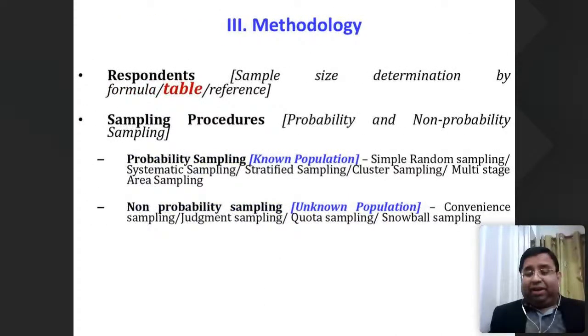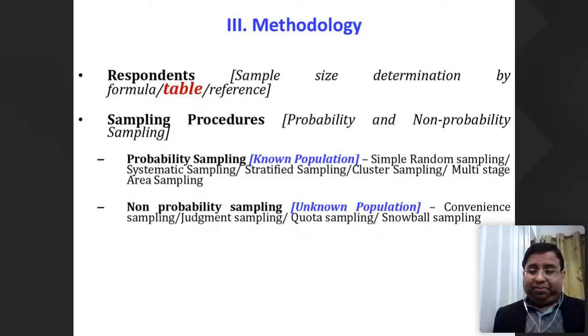And then comes the next one: sampling procedures. Basically, you have to think about probability and non-probability sampling. Again, I do not want to talk much here. I am not sure whether the paper discussion covers it or not, but this is the main key point. If the population is known, then it is probability sampling. If the population is unknown, then non-probability sampling. At first, you have to come to a decision whether it is probability sampling or non-probability sampling.